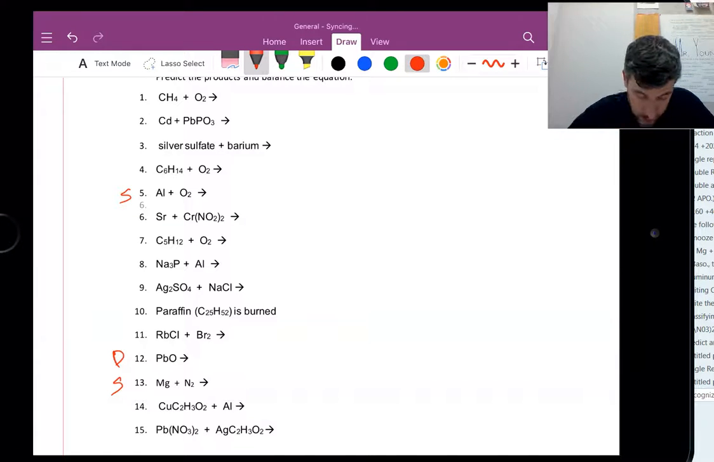Okay, so let's go to combustion. Combustion is very unique. Combustion has carbon, hydrogen, and oxygen only as our reactants, and it always gives you CO2 and H2O. But right now we're just worried about figuring out the reaction type so that we can worry about predicting products afterwards. So go ahead and pick out the ones that are combustion.